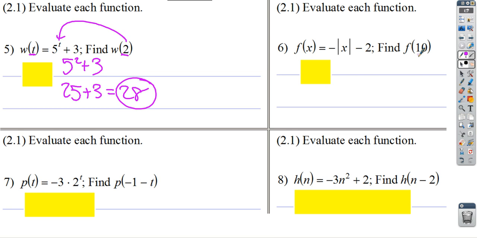Number 6, wherever I see an x, I'm going to plug in the number 10. So negative absolute value of 10 minus 2. The absolute value of 10 is just 10, and then with that negative in front, it becomes -10. And -10 minus 2 is -12.